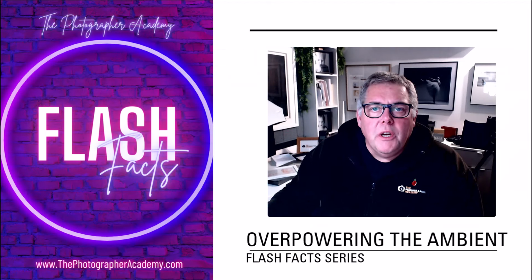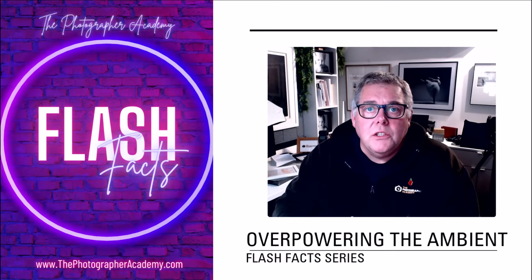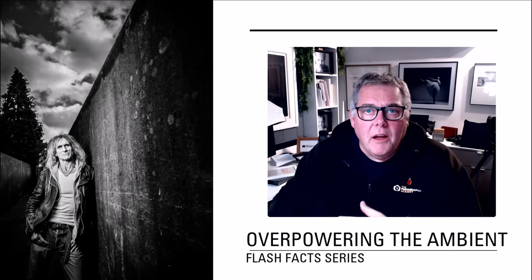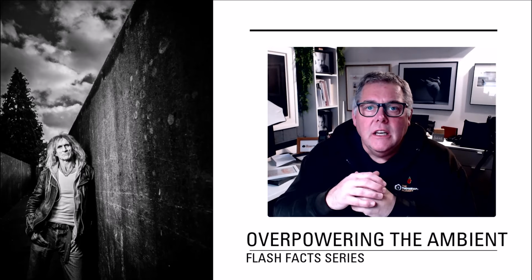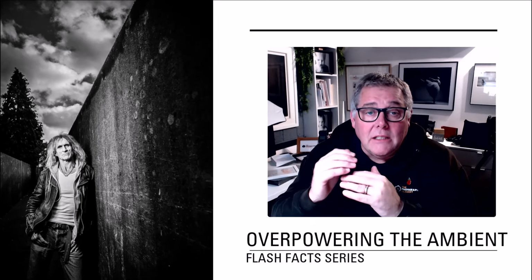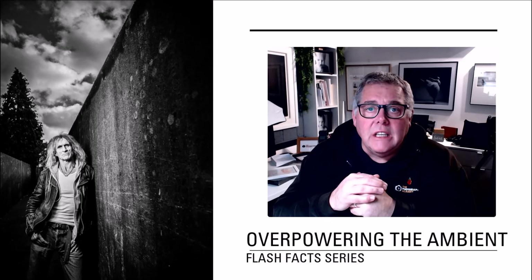So if you're looking to bring more drama to your images using flash, the quickest way to do this is by overpowering the ambient light source. By overpowering the ambient light, and then readjusting the flash power to meet the new working exposure, we can dramatically change the whole scene.